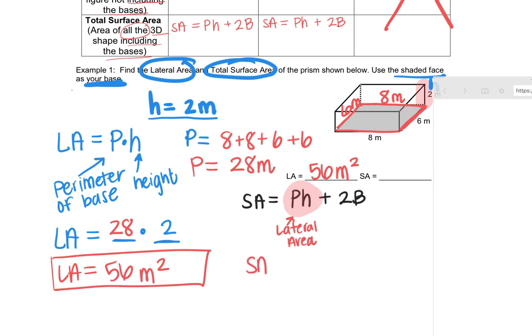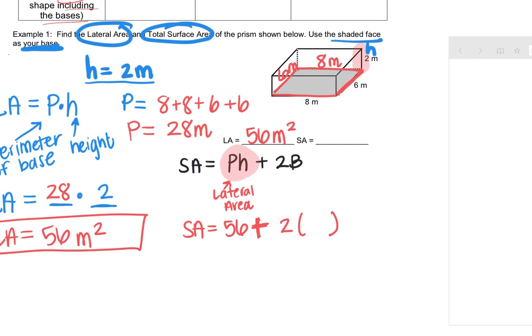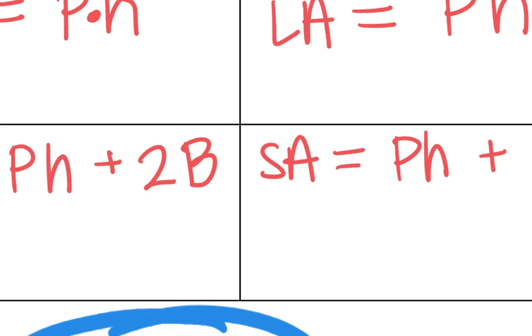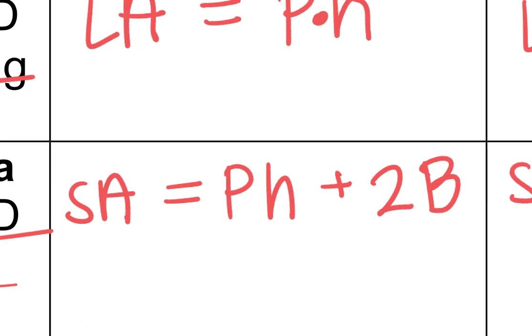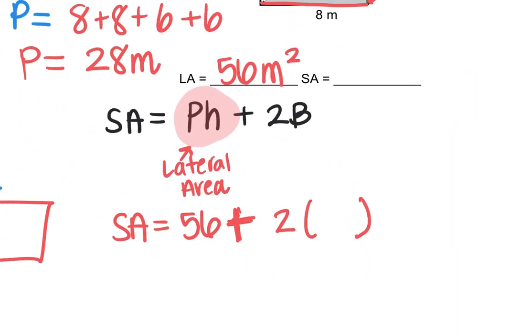I'm going to do SA equals, well, I already know PH is 56. Your lateral area is 56. So I'm going to plug it in there. Plus 2, what I do not know is B, okay? I need to figure out what B is so that I can plug it in and find my surface area. 2 is already in your formula, right? If we look at the formula for surface area, it's right there. PH plus 2B. 2 is already there, okay? That's why I just put 2 there. What I do not know is what's B.